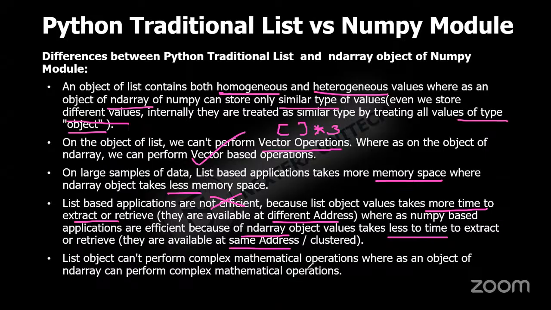Again, complex mathematical operations. If you want to go with mathematical operations which are very complex, the choice should be an NDarray object. The reason is NDarrays can perform complex mathematical operations, whereas a list cannot. Right? So these are the differences that we have between list and NDarray objects.